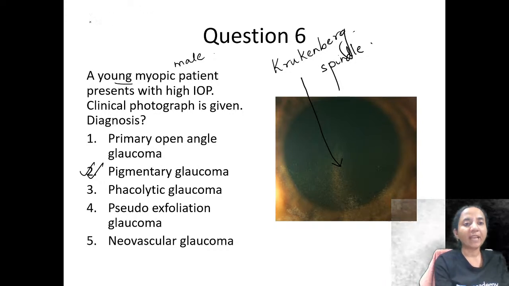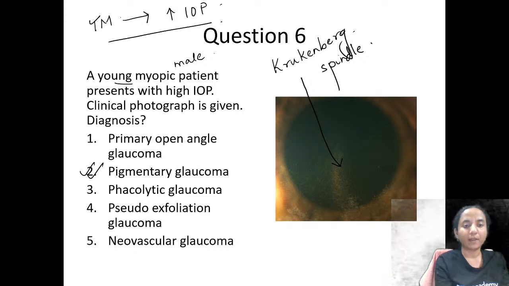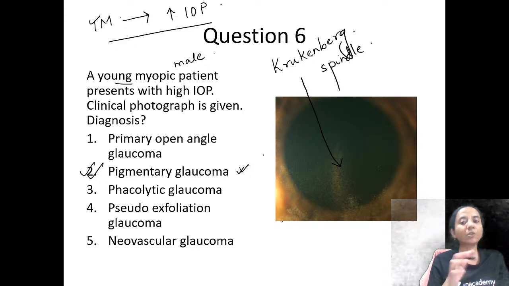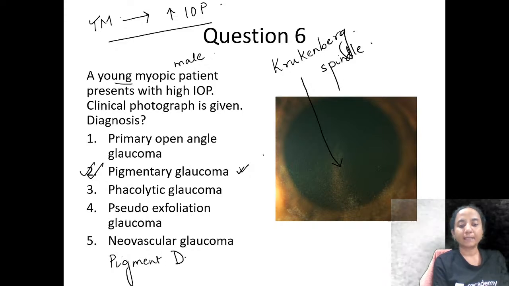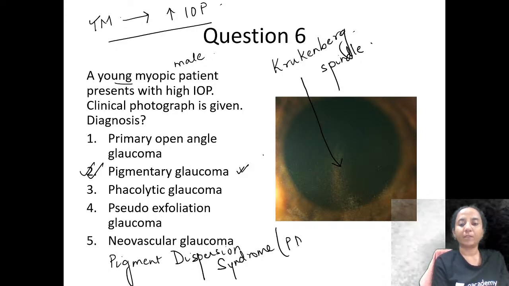And at the same time, these pigments also get deposited in the trabecular meshwork and they cause an increase in intraocular pressure, which is called pigmentary glaucoma. So all of these things together are called the pigment dispersion syndrome or PDS. Now, this pigmentary glaucoma is actually a part of this PDS or pigment dispersion syndrome.